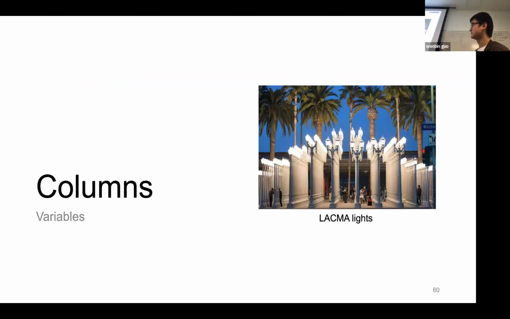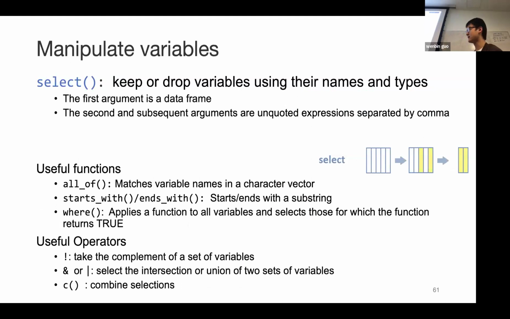So besides the rows, we sometimes also want to do something with the columns. For example, one typical thing is that we want to select the columns that satisfy our desire. For example, we want to keep a certain column, or we want to drop certain variables. So again, the first argument will be the data, and the second and subsequent will be some expressions, separated by commas. Later in RStudio, we will see how to use it.